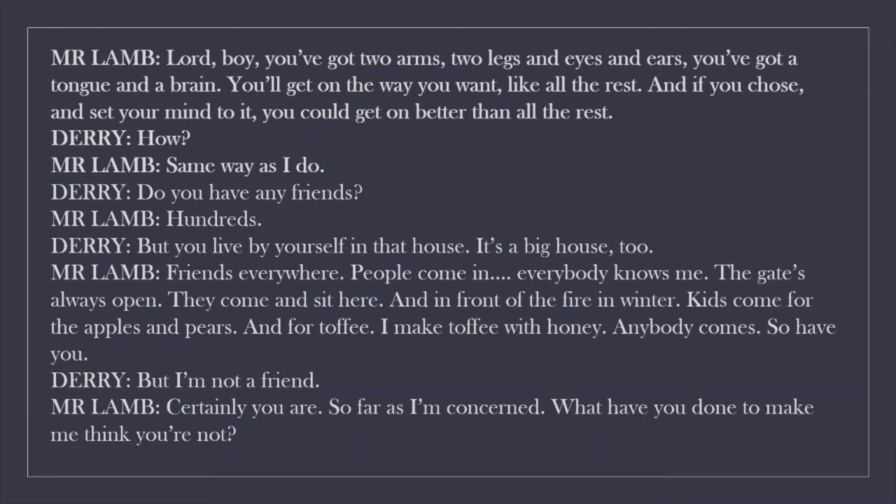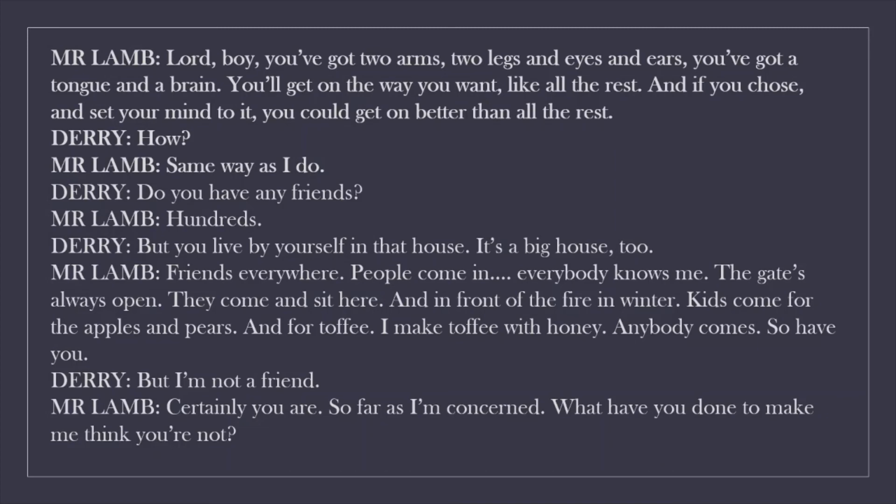Derry asked how it was possible, and Mr. Lamb replied that it was the same way as he did. Derry asked if Mr. Lamb had any friends, and he replied that he had a few hundred of them. Derry further said that still he lived all alone in such a big house. Mr. Lamb said that everyone was his friend.